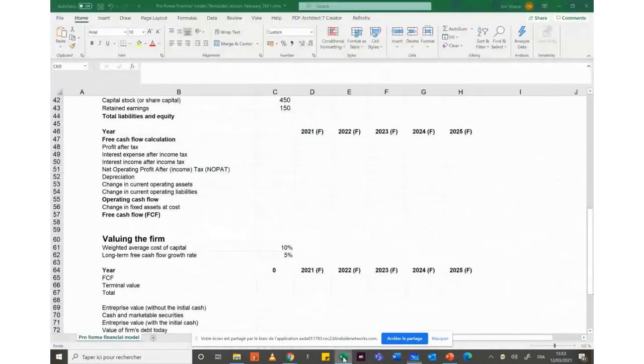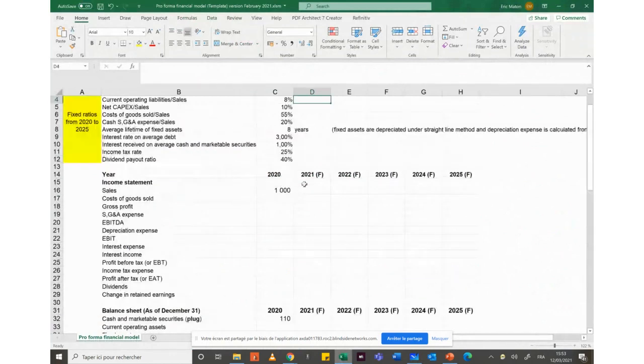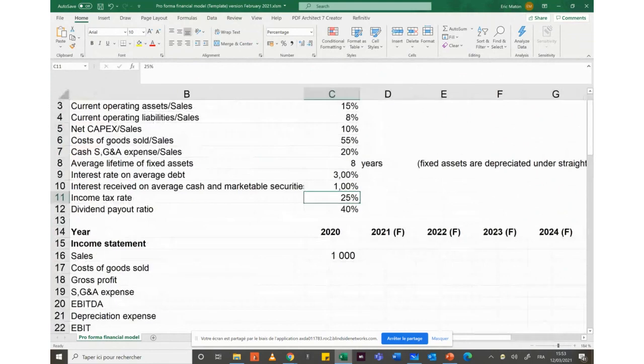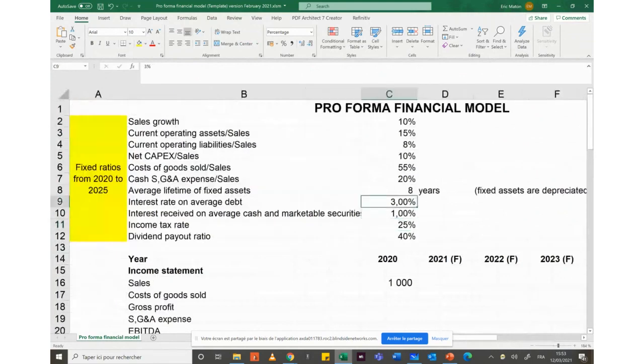So we have some fixed ratios. We suppose during the year 2021 to 2025, we will respect these ratios. We have to create some inputs. We suppose they are fixed. So we increase the sales revenue by 10% every year. We have the current operating assets equal to 15% of the sales. Current operating liabilities equal to 8% of the sales. We need to increase the non-current assets in function of the sales. So we have the net capex in percentage of the sales.